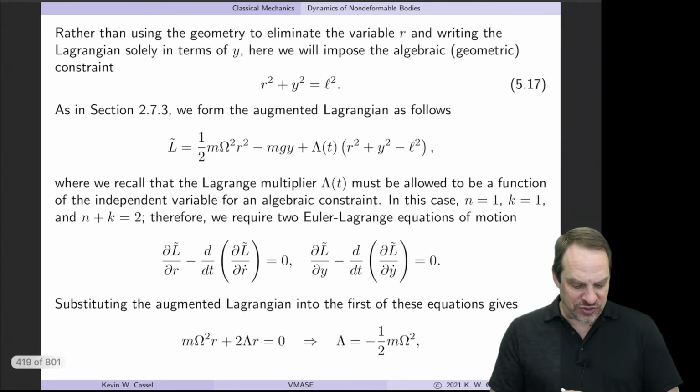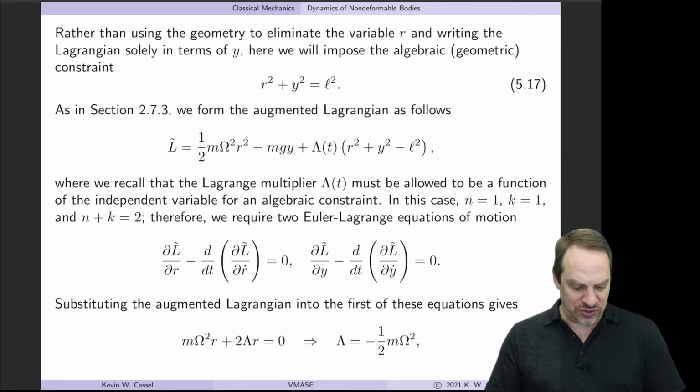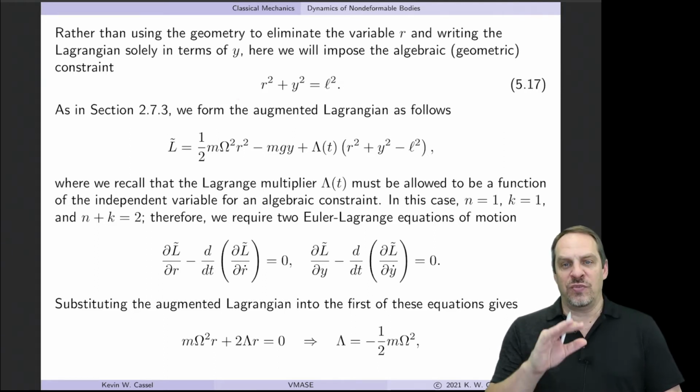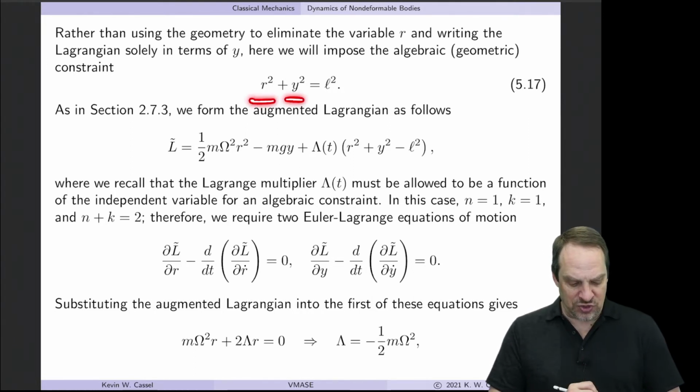Well, that's straightforward. That just comes from the geometry. It's just a triangle, so r squared plus y squared is equal to L squared. So we're going to keep that as a constraint, whereas previously we used that to eliminate the r variable. Now we're going to keep the r and the y variables in our Lagrangian and impose this additional constraint that relates the two together. So of course we do that using the Lagrange multiplier.